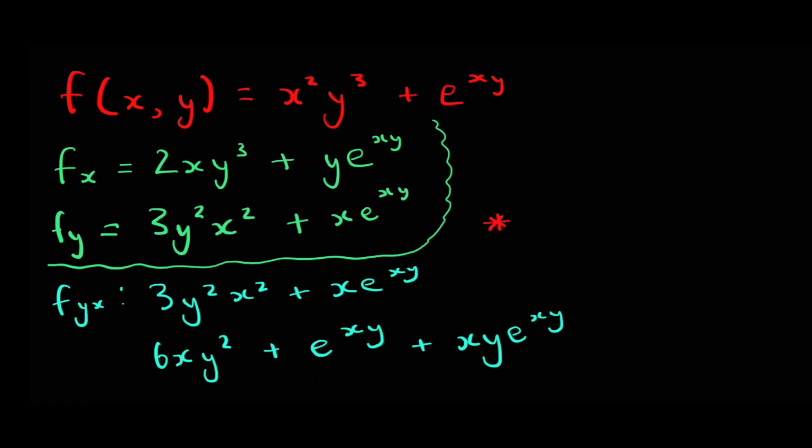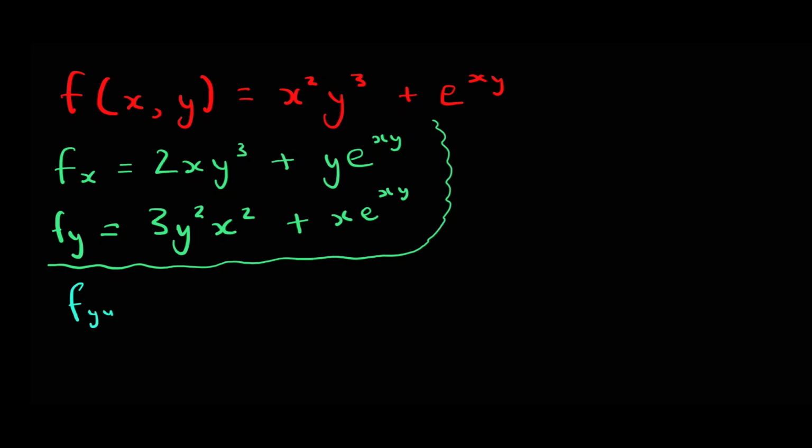And that's because of something called Clairaut's theorem. I'm not going to go into too much detail on that, but basically all you need to know is that when you're just starting to learn partial derivatives, for every function that you're going to be working with, f subscript xy is going to equal f subscript yx. But anyway, let's figure out f subscript yy.